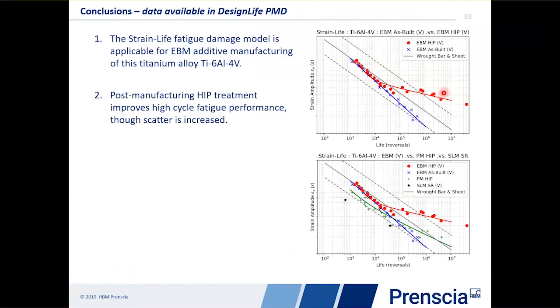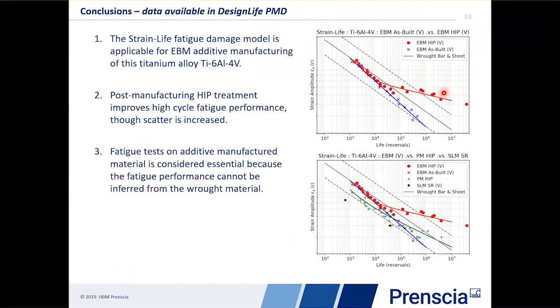So that HIP treatment improves the high cycle performance, even though the scatter is increased. The fatigue tests on additive manufactured material, we consider this to be essential. You can't infer the fatigue properties based on wrought material. As we saw before, when we compare the wrought material, the additive manufacturing curves are completely different. And it very much depends on the manufacturing approach too. So you really need to do testing and recharacterization, just as we've done here. Treat it as being a different material, if you like, and characterize that material through that printing process that you're going to use.